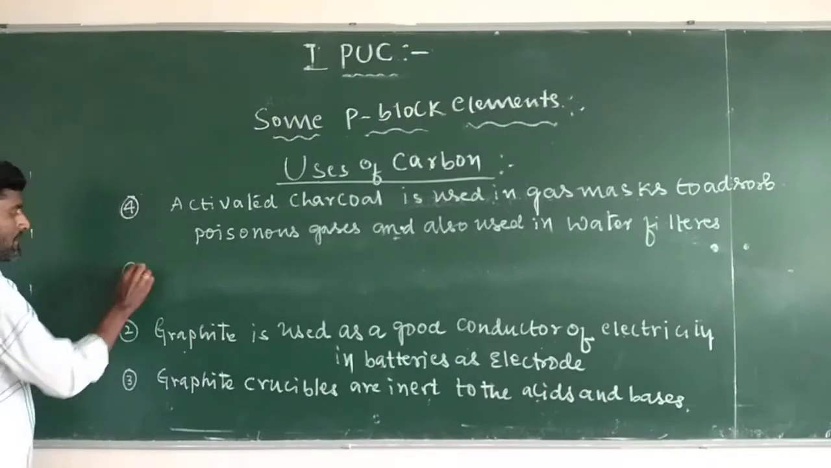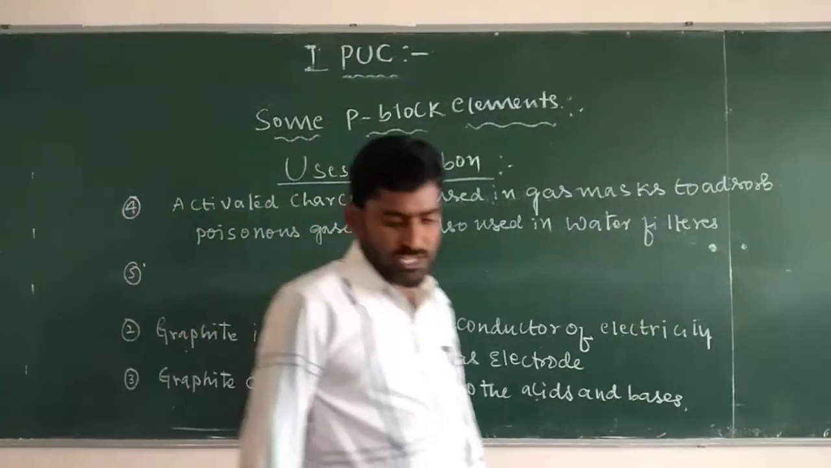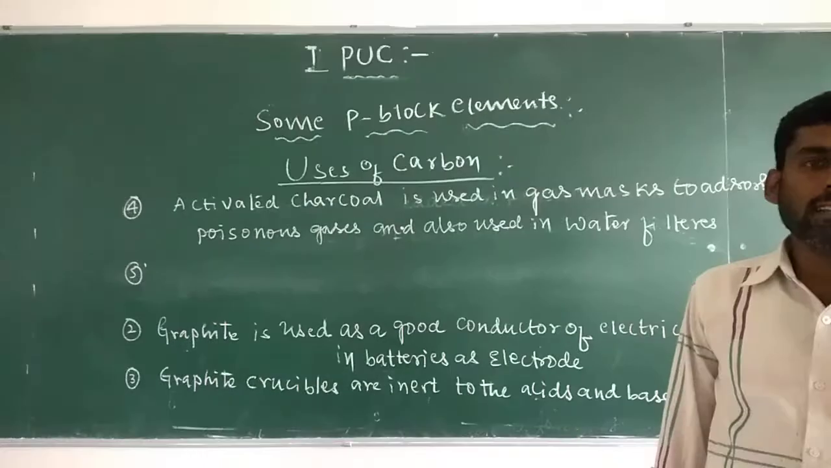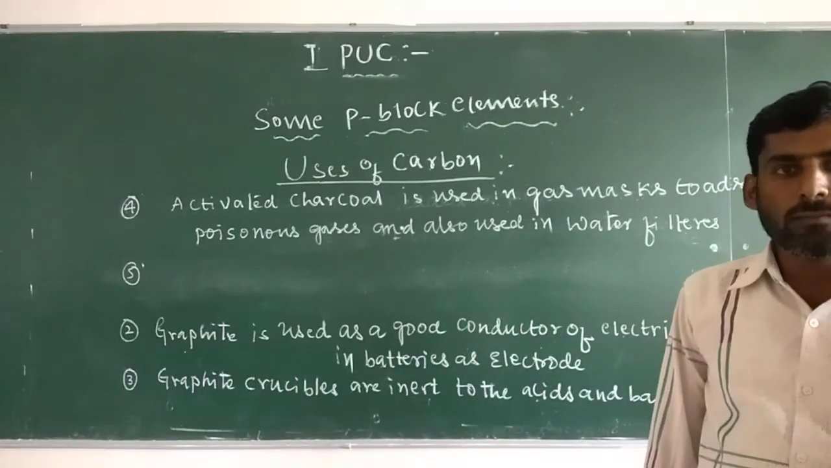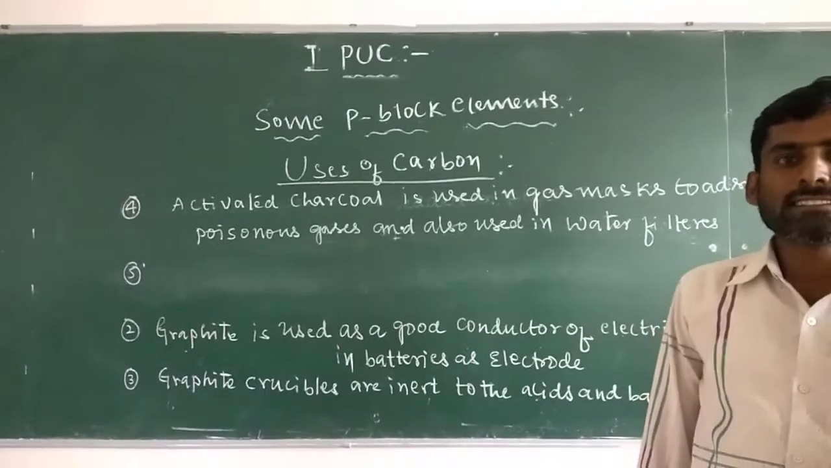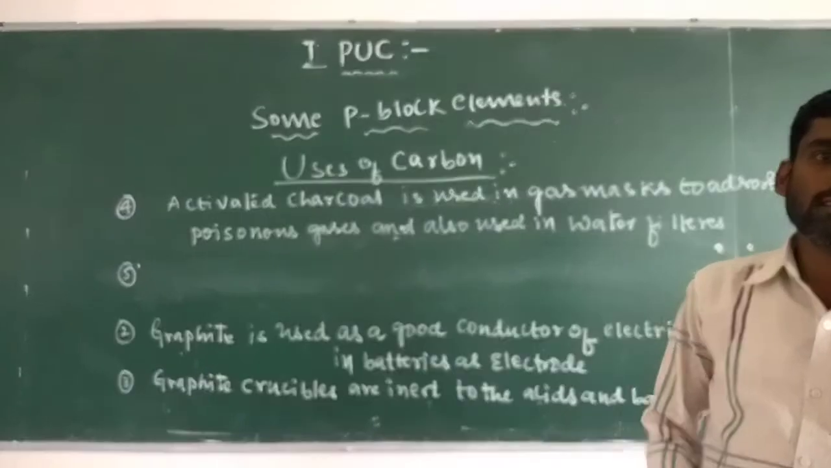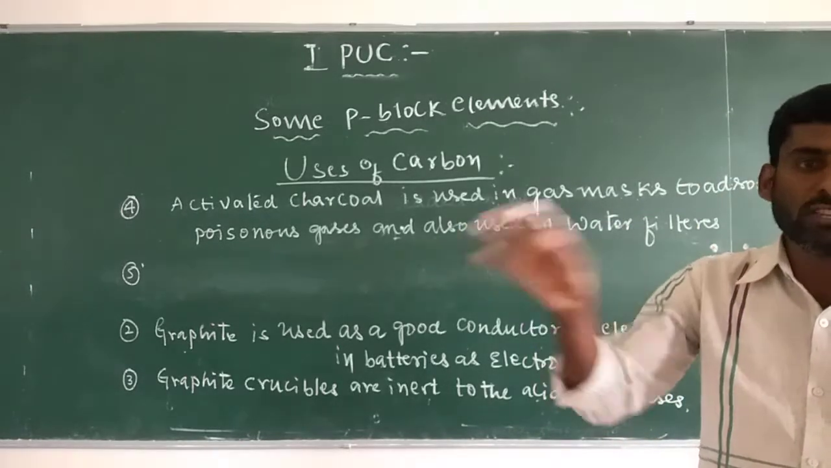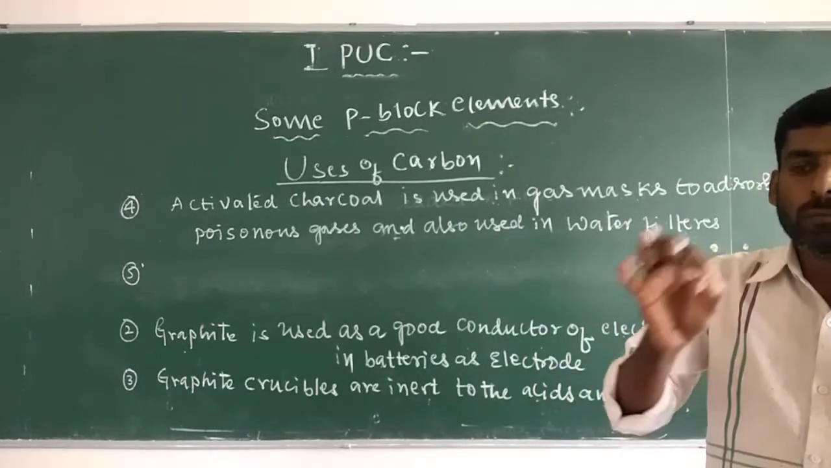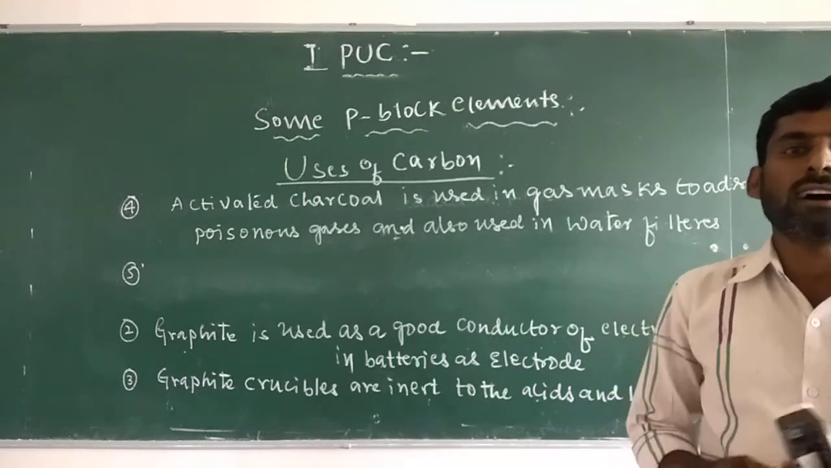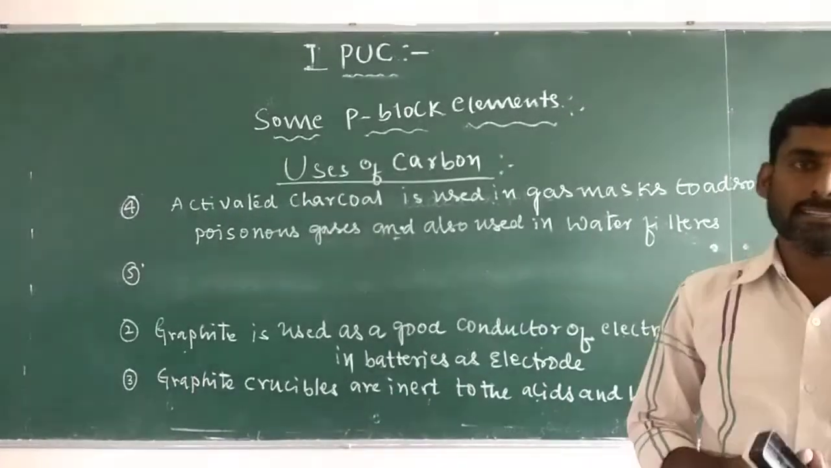Once again, graphite is soft and slippery. Graphite is one of the allotropic forms of carbon. It is soft and slippery. Hence, graphite is used as a dry lubricant for machines, where oil cannot be used at high temperatures.